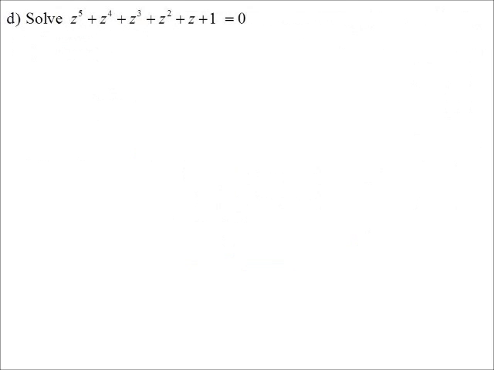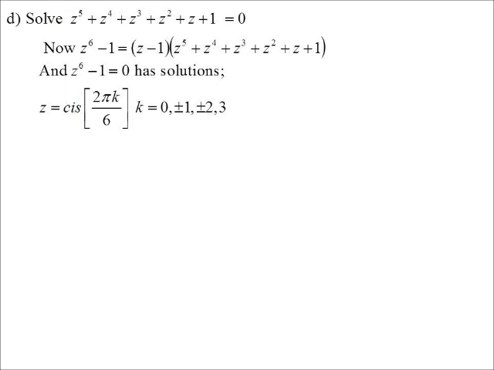We're going to solve this particular equation, which looks really difficult, but it's actually quite easy using roots of unity. There's that pattern again. We've got all the powers, 1 plus z plus z squared plus z cubed plus z to the power of 4 plus z to the power of 5. Now, I know z to the power of 6 minus 1 would be that sum there times z minus 1. Okay? I know that to be true. I can also find the solutions to z to the power of 6 minus 1 very easily because it's just the roots of unity question.